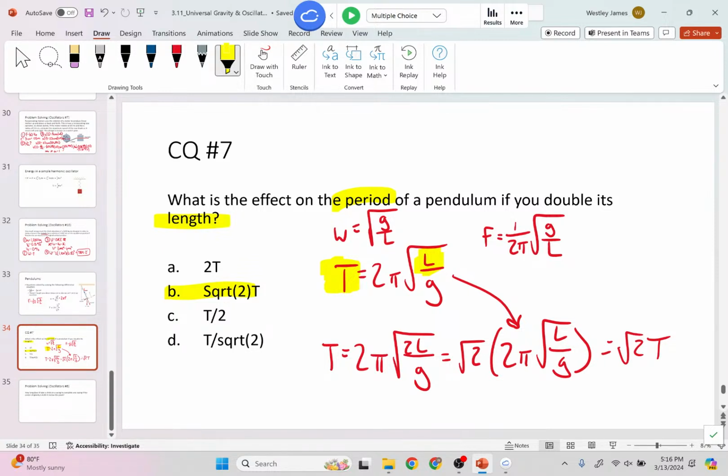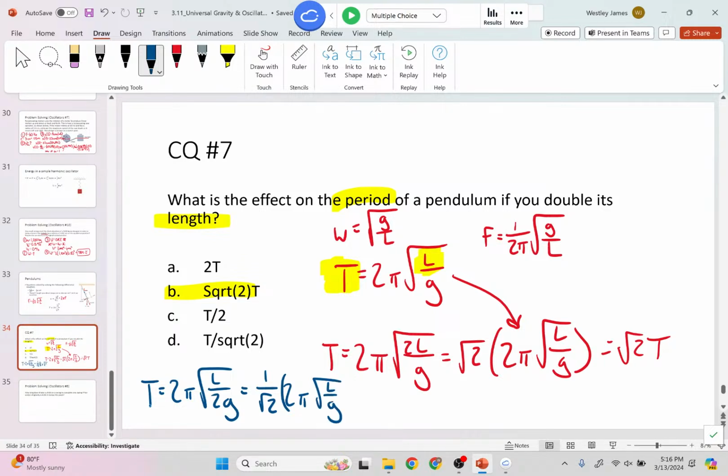If you double the gravity, how would the math work? Oh, that's a good question. Sure. So if you doubled the gravity, we'll just do that in blue over here. 2 pi times square root of L over 2g. Then we just pull that 2 out. That would be 1 over square root of 2 times all the original stuff. So if the gravity doubled, it would take less time, divided by square root of 2.